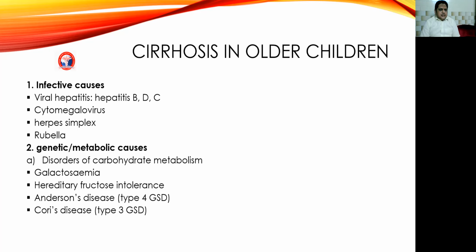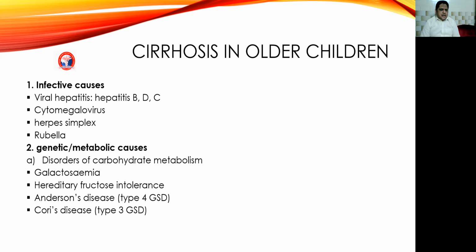The next virus is cytomegalovirus. It is one of the largest known viruses that affects human beings. Next one is herpes simplex. Last one is rubella infection. These are the infective causes of cirrhosis in older children: viral hepatitis B, D, and C, cytomegalovirus, herpes virus, and rubella virus.